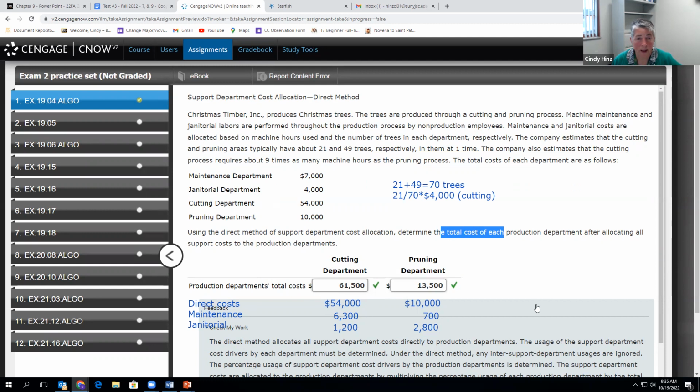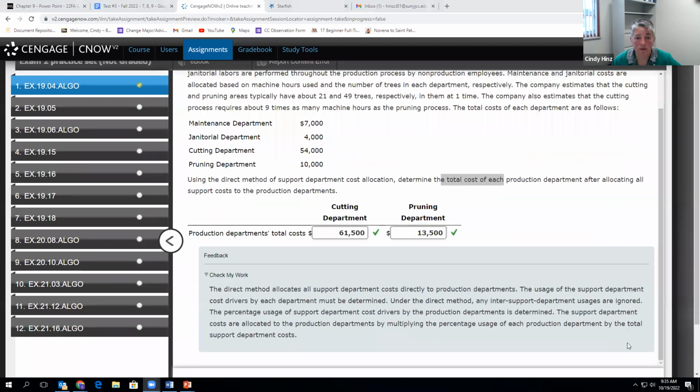Any questions on that? Nope. Drawings off the screen and we will keep going.